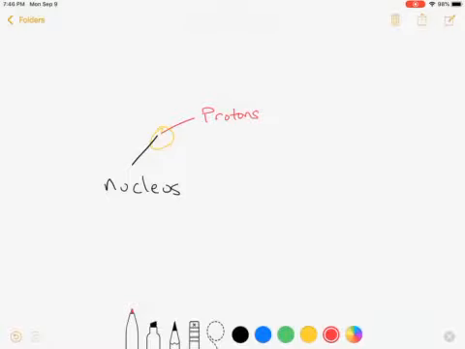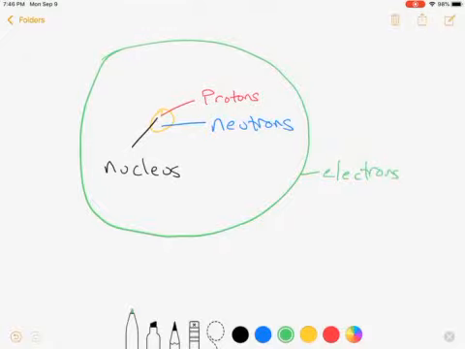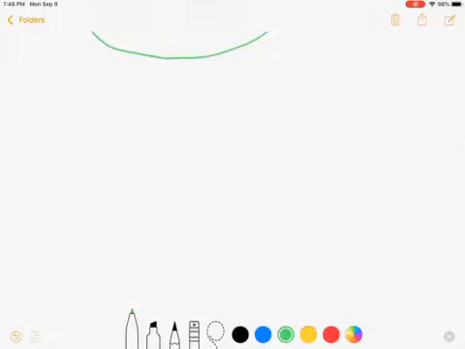Protons reside or live in the nucleus. More on them in a little bit. The other thing we're going to find in that nucleus is neutrons. Outside of our nucleus, now for the purposes of our discussion here, this is not anywhere near to scale, but outside of our nucleus in these things called energy levels, we're going to find what are called electrons. That being said, we're going to dig into each of those for just a moment.